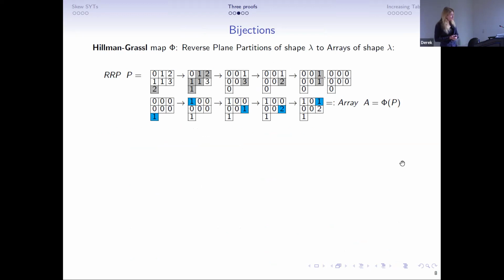It's the Hillman-Grassl correspondence, which you can find in chapter 7 of Enumerative Combinatorics, volume 2. And it's an algorithmic bijection which starts with a reverse plane partition, like in this case. So the entries in the boxes are weakly increasing along rows and down columns. And there is a certain procedure which moves left to right and top to bottom, and cuts off as much as possible from this reverse plane partition.